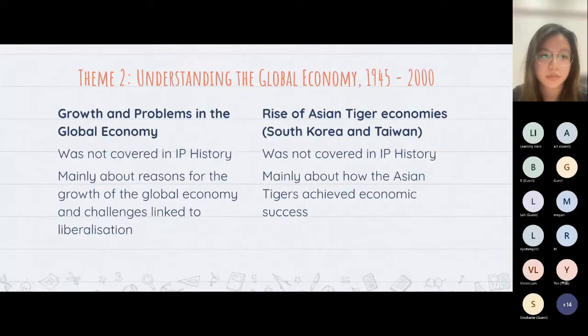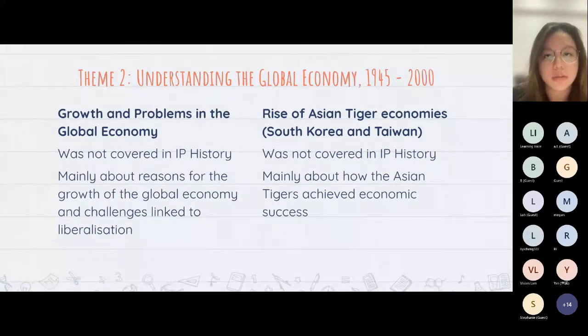The second theme is understanding the global economy. And this theme was completely not covered under IP history for me and Clarice. And I would like to say first that you don't need to take econs to understand this topic. Some of my friends who didn't take econs in JC were still able to do the topic and understand the content, and they scored pretty well for their essays as well. So if you're not planning to take econs, don't be scared about this topic. You'll be completely fine.